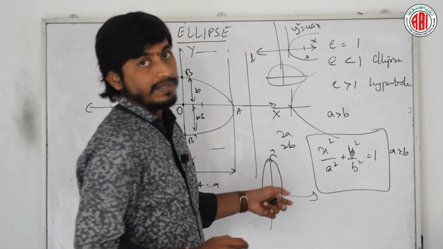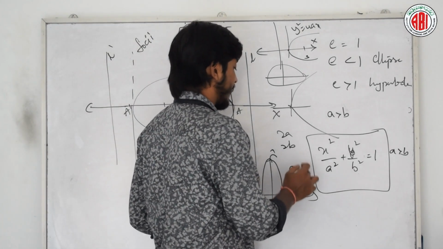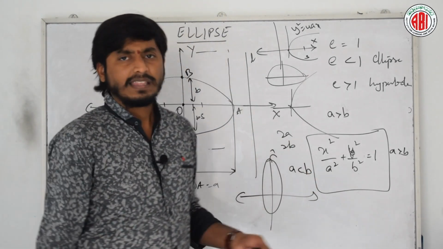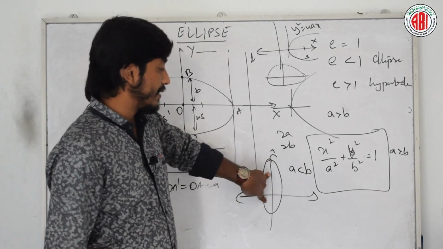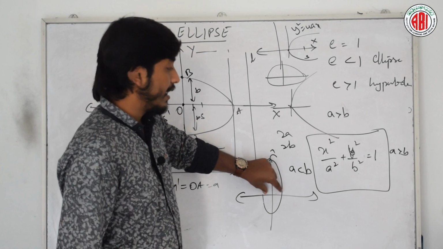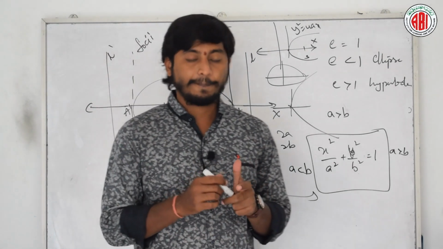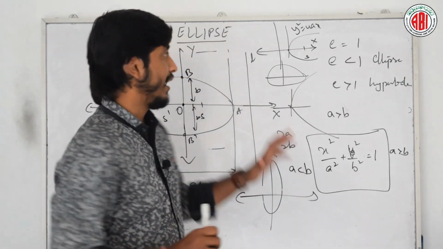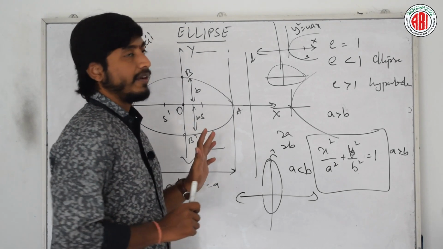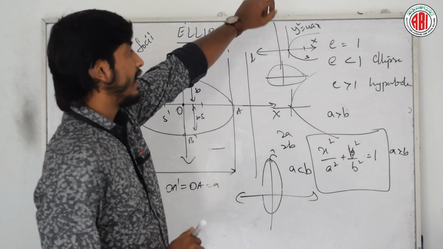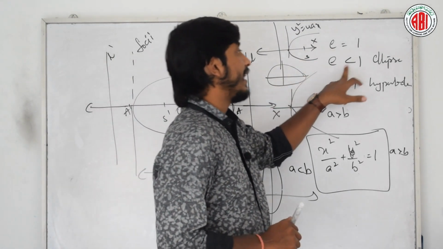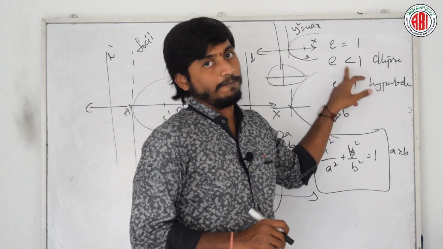Okay, if I want to represent this, then you have to specify it as a less than b. This is also an ellipse, but the major axis is on the y-axis and the minor axis is on the x-axis. Is it clear? There is a main thing you have to remember for an ellipse. Clear? Fine. And here one main parameter: e is less than 1 for an ellipse.